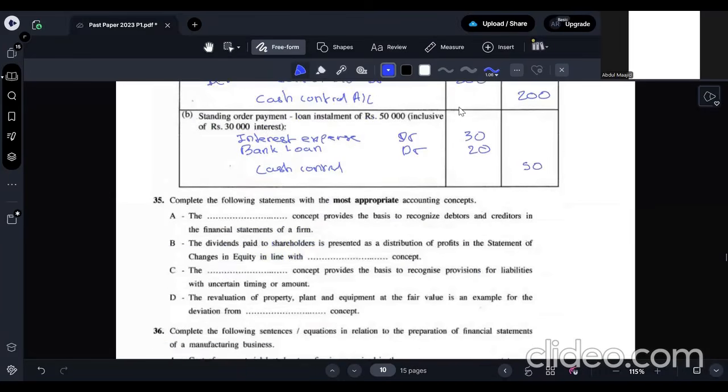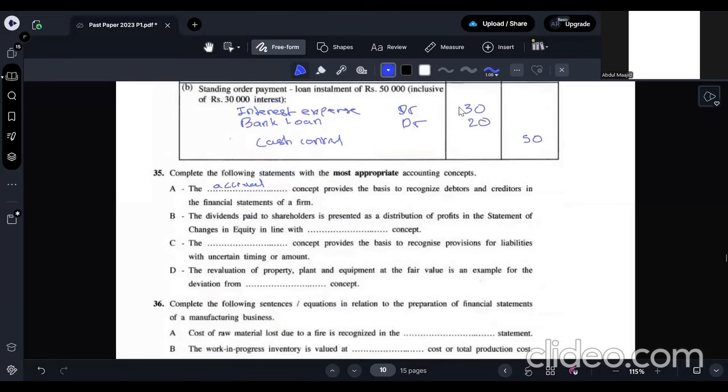35. Complete the following statements with the most appropriate accounting concept. The blank concept provides the basis to recognize debtors and creditors in the financial statement, that is the accrual concept. Based on the accrual concept only, we recognize debtors and creditors. The dividend paid to shareholders is presented as a distribution of profit. So paying dividend to shareholders is based on business entity concept. The blank concept provides the basis to recognize provision for liabilities with uncertain timing or amount, the prudence concept.